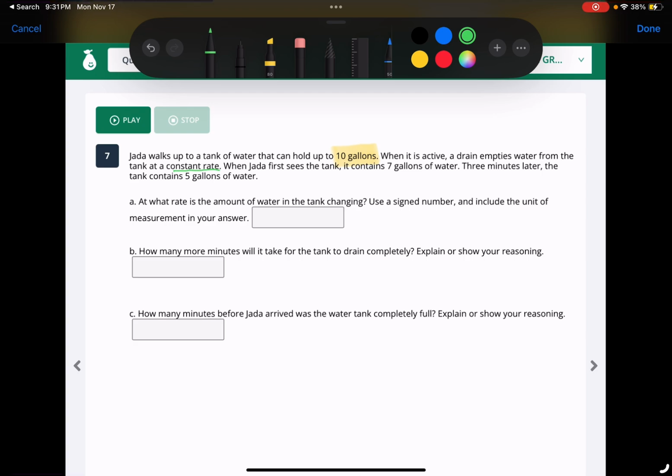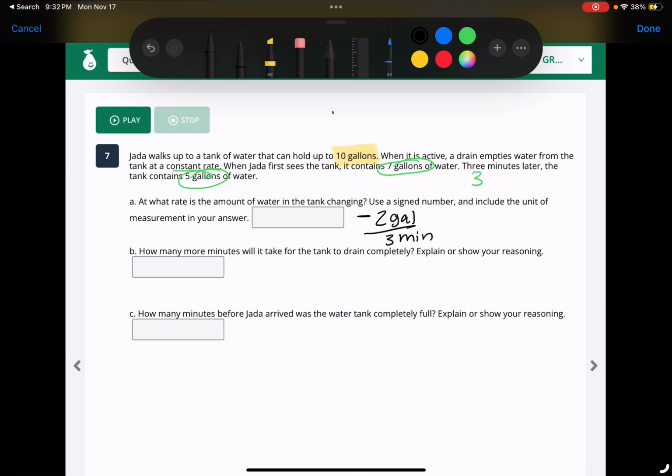When Jada first sees the tank, it contains 7 gallons of water. 3 minutes later, it contains 5 gallons of water. So it went down 2 gallons in 3 minutes. Now, that helps us with the first question. At what rate is the water of the tank changing? We know it's going down, which is negative, 2 gallons in 3 minutes.